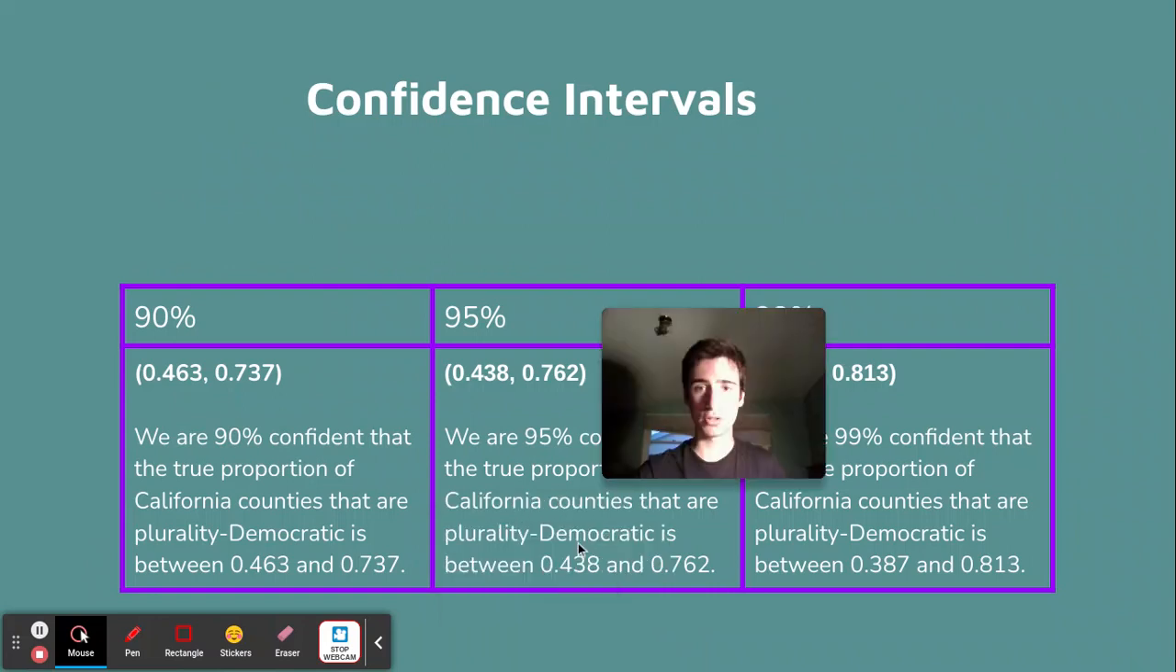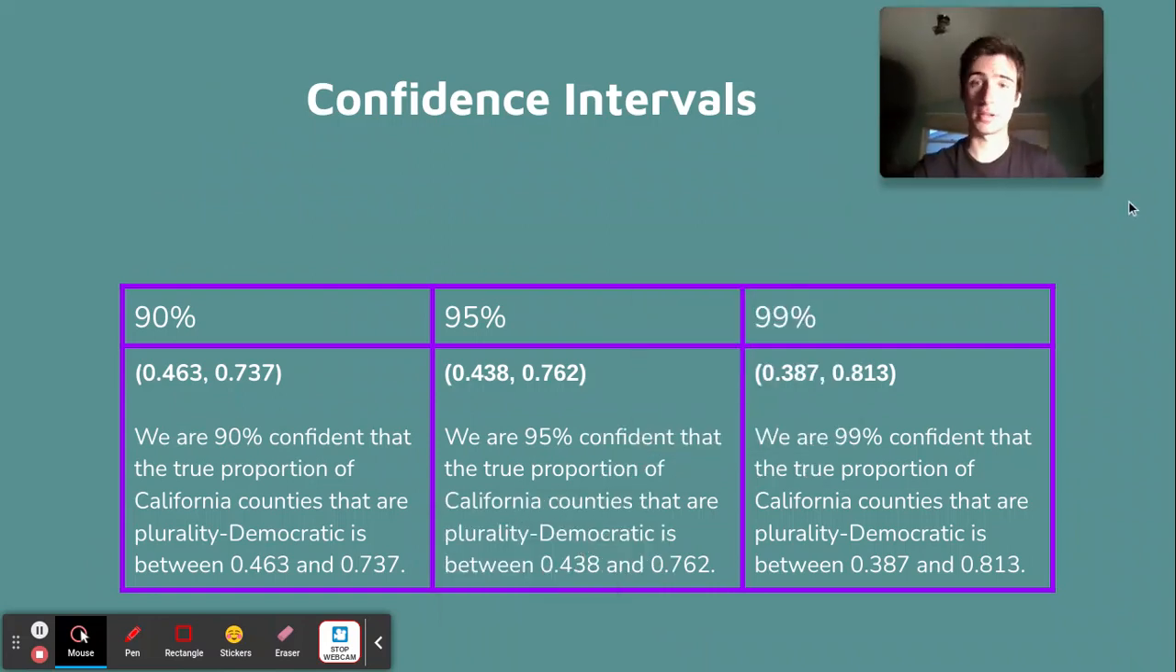So now here's our confidence intervals, or should I say my confidence intervals. For 90%, we are 90% confident that the true proportion of California counties that are plurality Democratic is between 0.463 and 0.737. In context, 46.3 and 73.7% of California counties are plurality Democratic.